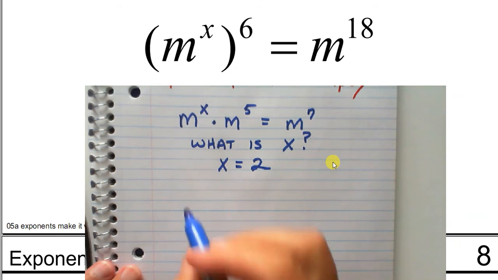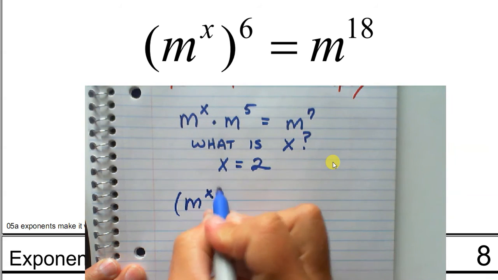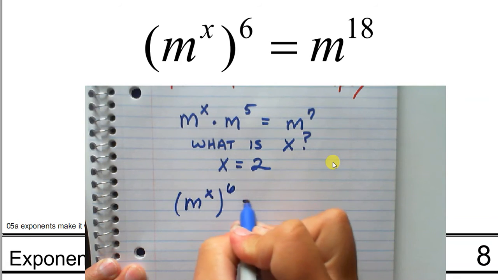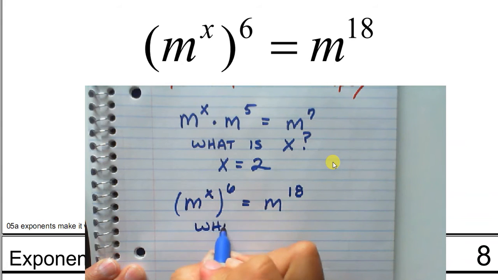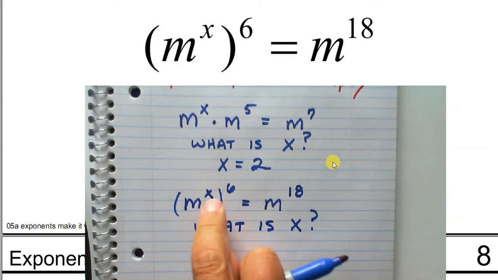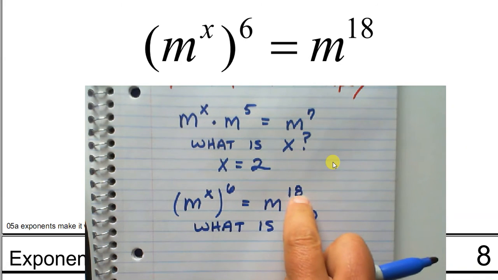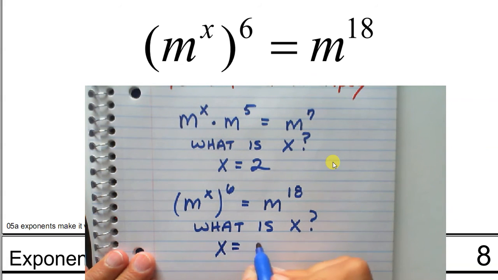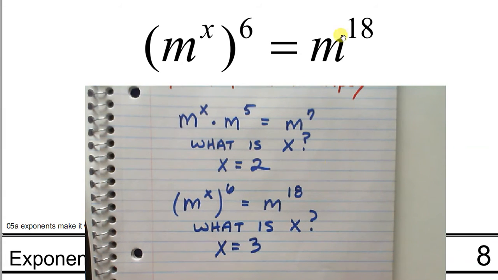Let's do this one. m to the x raised to the 6th equals m to the 18. What is x? Well, I know an exponent to an exponent, I multiply. So x times 6 has to equal 18. What times 6 would give me an 18? X equals 3. 3 times 6 is 18. It works. And that's the game. Just trying to make it work.